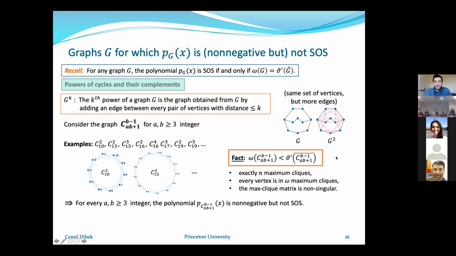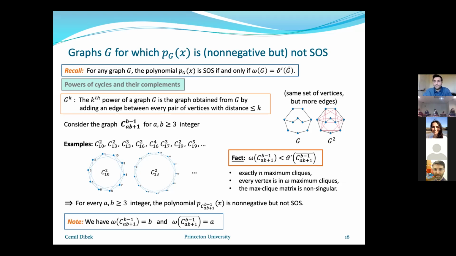And since there's a gap, if you write this polynomial for these graphs, then you will obtain a non-negative but not SOS polynomial. How about the clique number? Well, very conveniently, it takes a minute to check this, but the clique number of this graph is exactly B, and the clique number of its complement is exactly A. Okay, so we can write down this polynomial explicitly for these graphs as well.